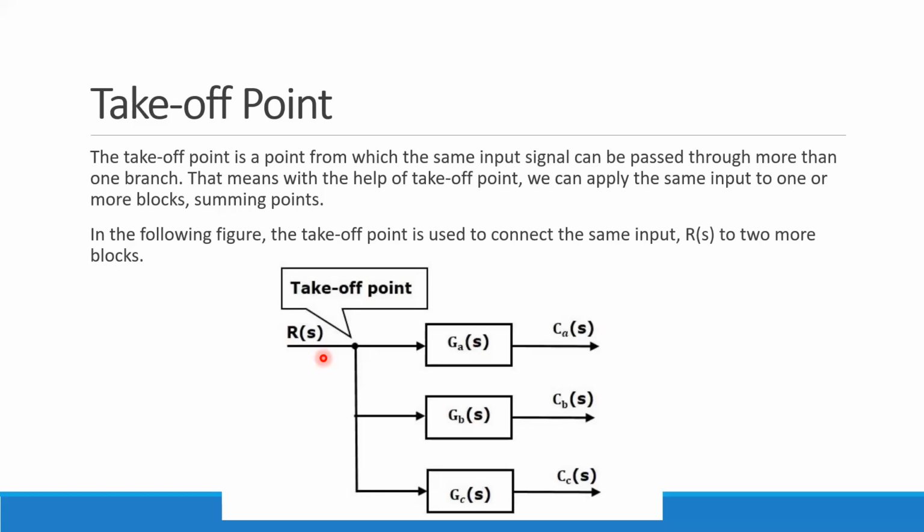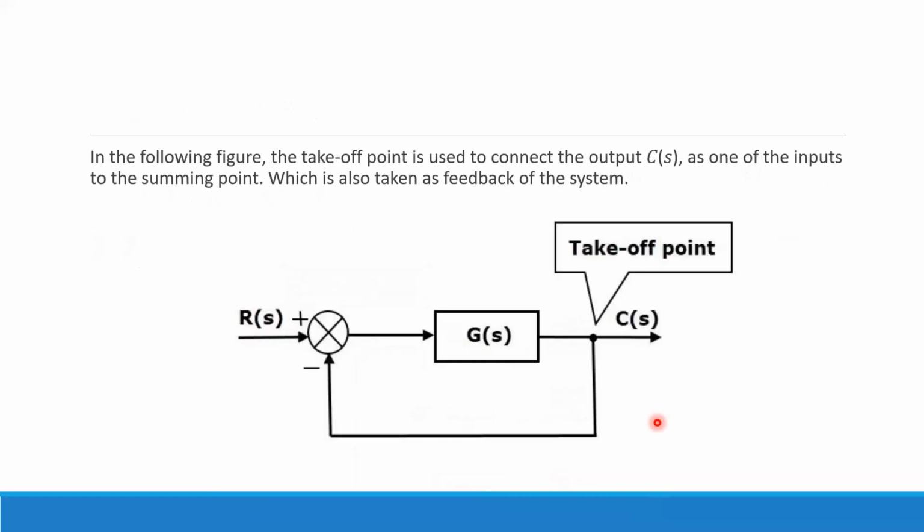Okay, now in this following figure you can see there is R of S, your input. The same input is given first to GA, this block A, then the same input is given to block B, and the same input is given to block C, but it is given from this specific takeoff point. We are getting output based on the transfer function. Okay, this is one use of the takeoff point, but the important use of the takeoff point is for feedback.